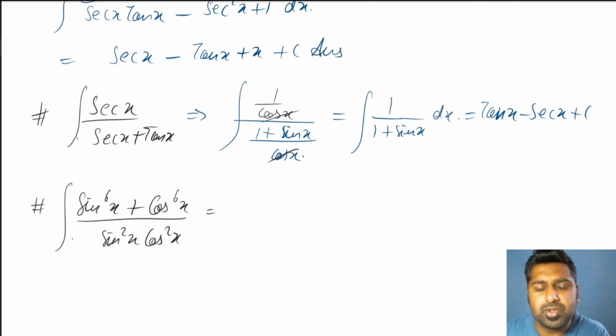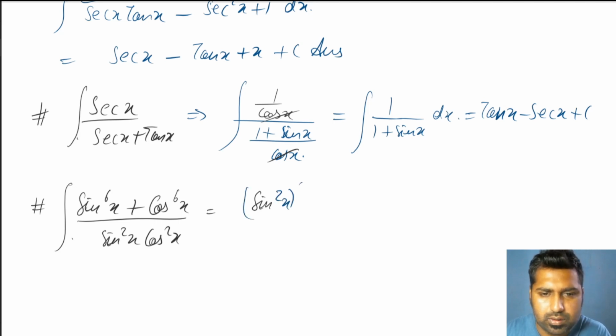Power 6 is from cubes. Okay, this is sine square x whole cube. Sine square x whole cube. That one is cos square x whole cube. I can use a cube plus b cube.